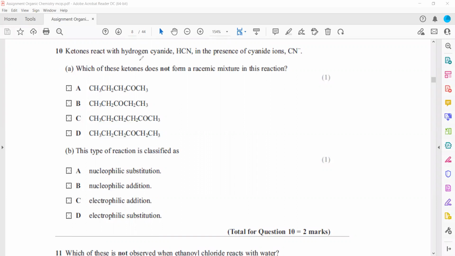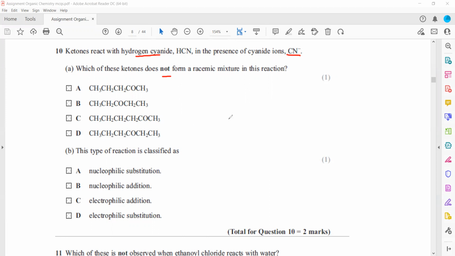So the first one: ketones react with hydrogen cyanide, HCN, in the presence of CN. Which of these ketones does not form a racemic mixture? So how can we identify it? Basically, there should be a chiral carbon. If there is a chiral carbon, then there will be a racemic mixture, otherwise it won't be a racemic mixture.